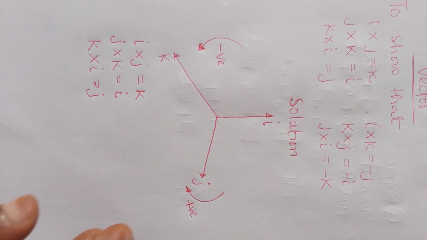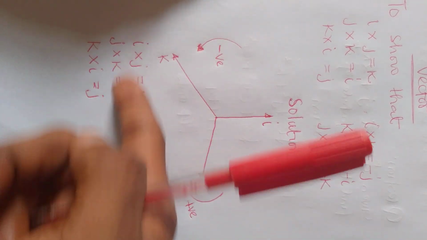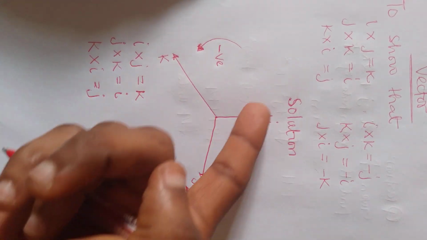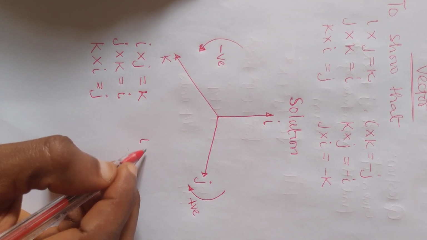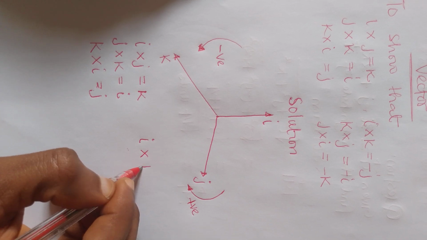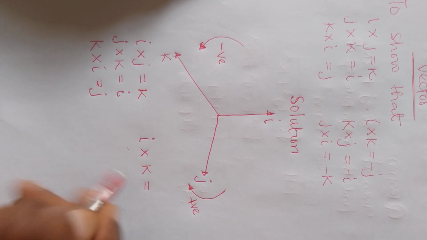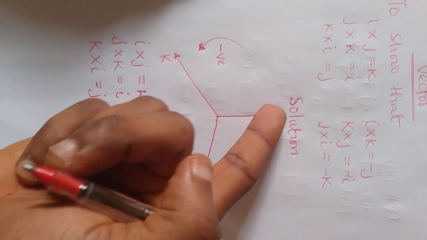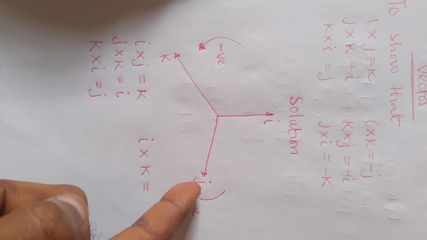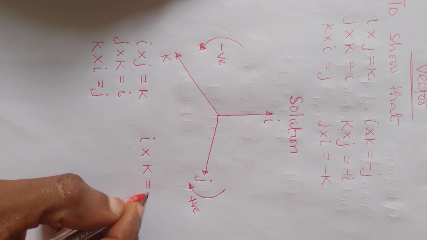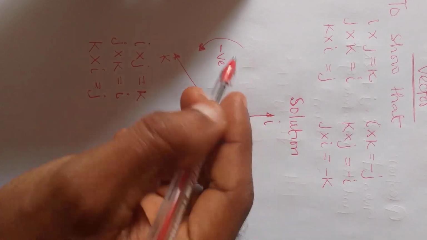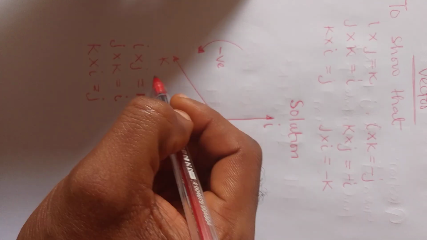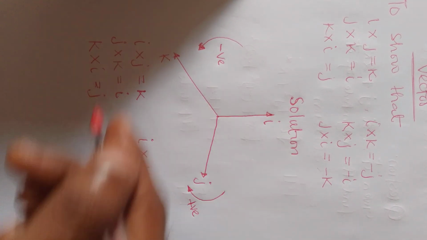So let's consider the negative side, and we are going to be moving this way now. We are going to have i cross product of k. Moving here, i cross product of k will give us j, but this time it is going to be minus j, because we are moving in the anti-clockwise direction, which is negative.